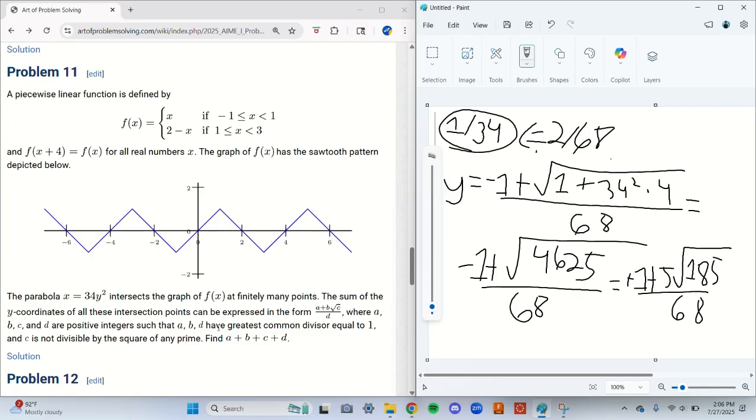Okay, and it says A, B, C, D are positive integers. Yep. A, B, D have greatest common divisor of 1. Yep. And C is not divisible by the square of any prime. So I think this is our answer, right? So let's just calculate the sum of all these numbers. So 5 plus 185 is 190. And then we have plus 69. So that's 200 plus 59, which is 259. So 259 is the final answer to problem number 11.